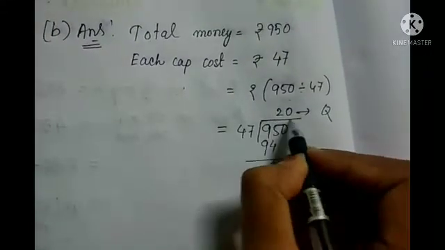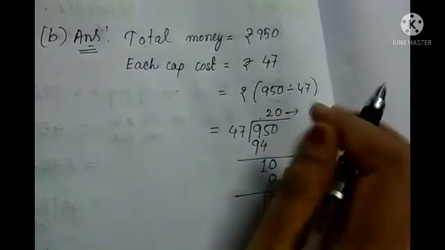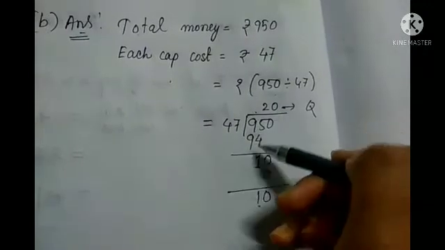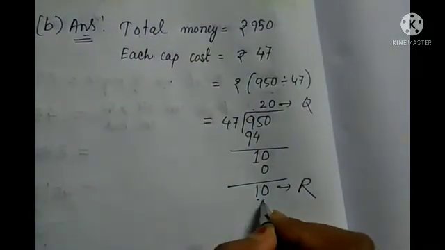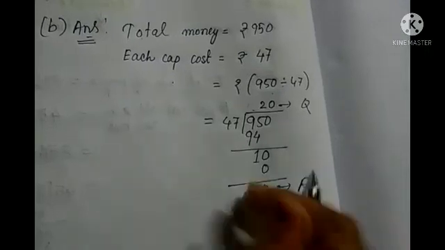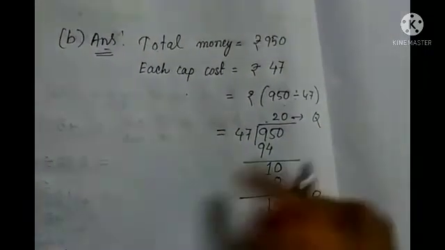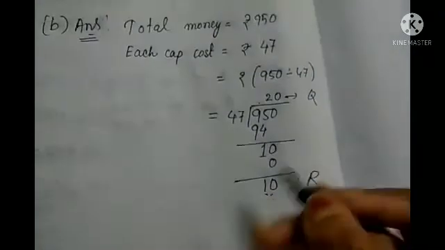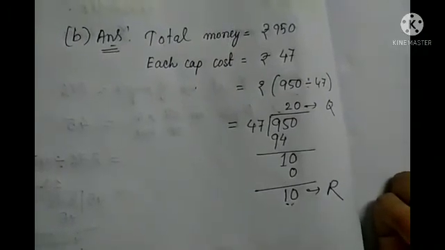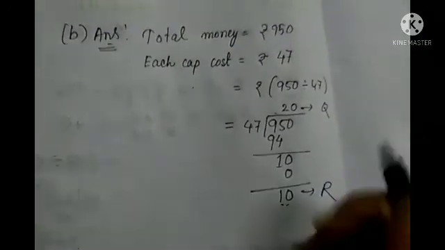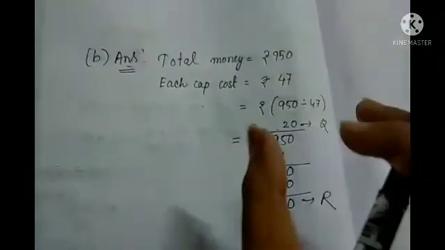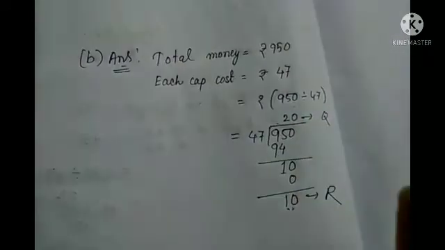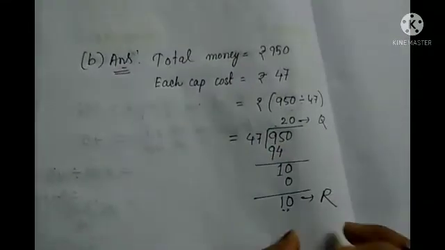Now you see, this one is the number of caps, right? That means 20 is the number of caps, and 10 is money, because 950 is the money. After dividing we get 10 as remainder, so this much is rupees. This 10 is money, so rupees 10 is left. After buying 20 caps we are left with 10 rupees. With 10 rupees, can we buy one more cap? No, we cannot buy, because one cap costs rupees 47. So in this case the remainder does not play any role, and that is why we need not add anything, meaning we should not use the remainder here.